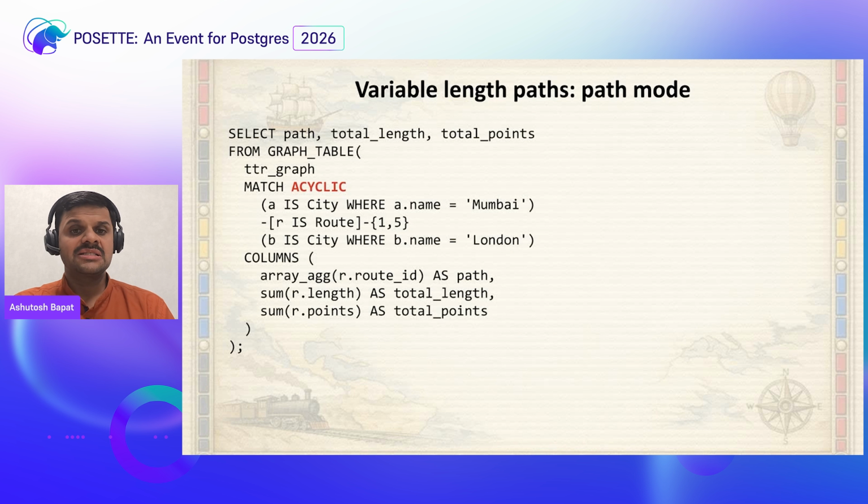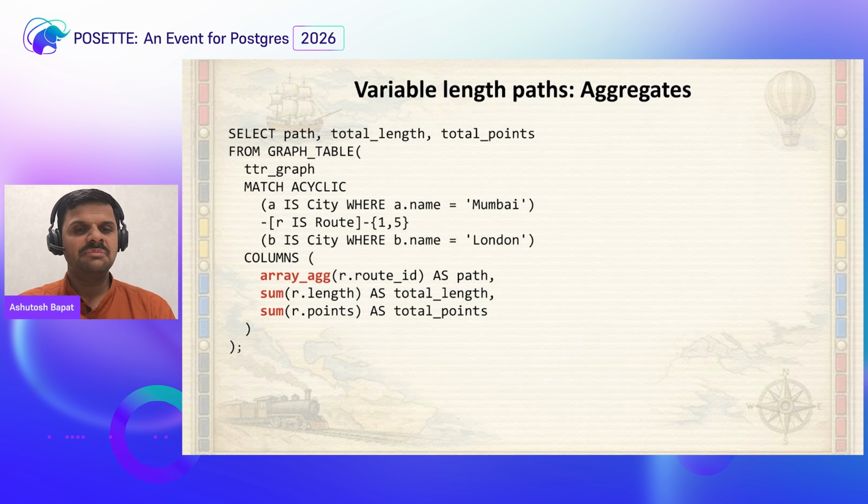These variable length paths can contain cycles, which of course we want to avoid when we are playing this game. So we specify a match mode, acyclic, to eliminate paths with cycles in them. It is highlighted in red, so not implemented, not even started.